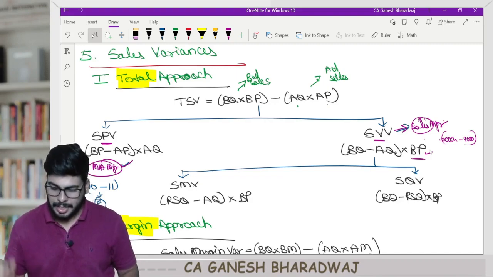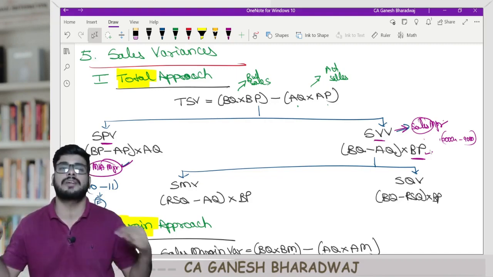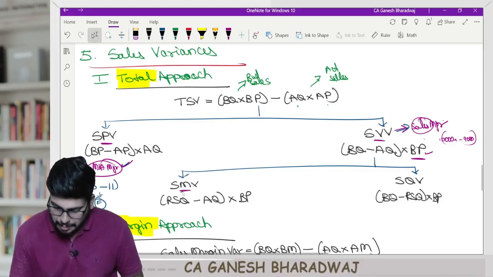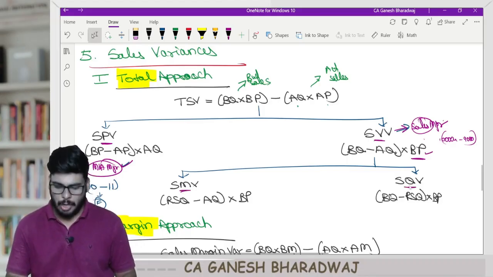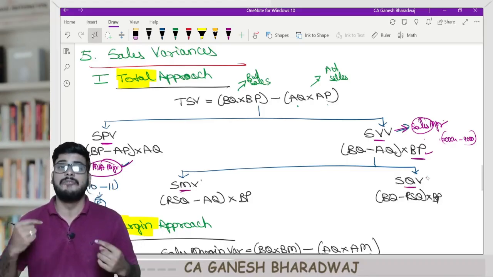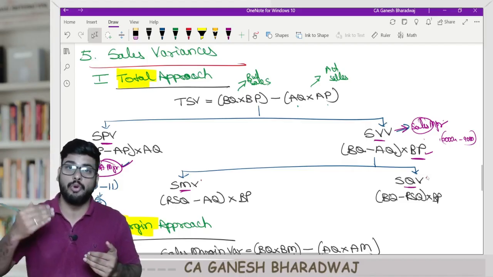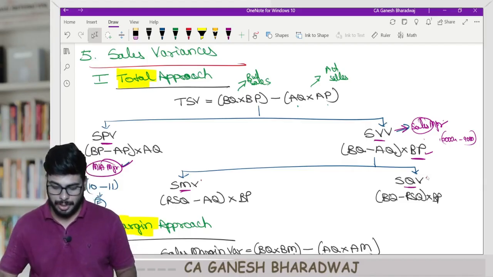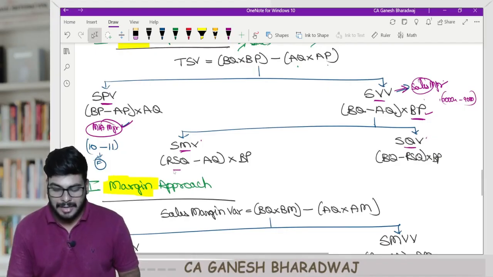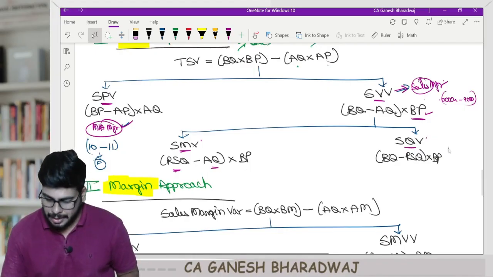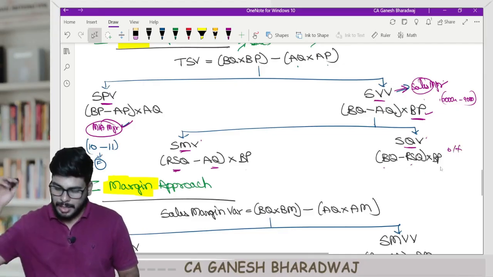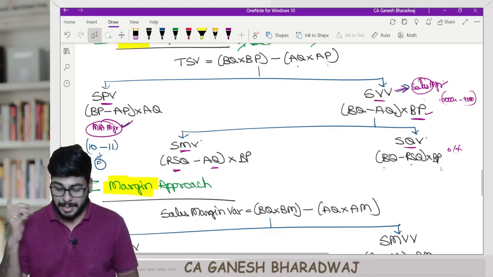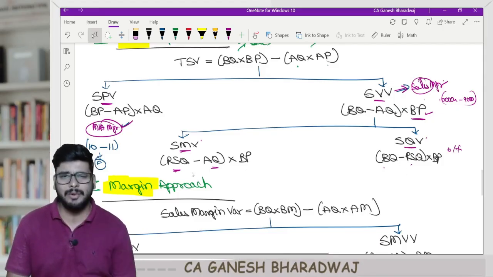Now the volume variance can be further classified into sales mix and sales quantity variance. When will you have these two bifurcations? When the company is dealing in more than one type of product. So what is the formula? Revised standard quantity minus actual quantity into the budgeted price, and this is going to be the balancing figure. The budgeted quantity minus revised standard quantity into budgeted price.